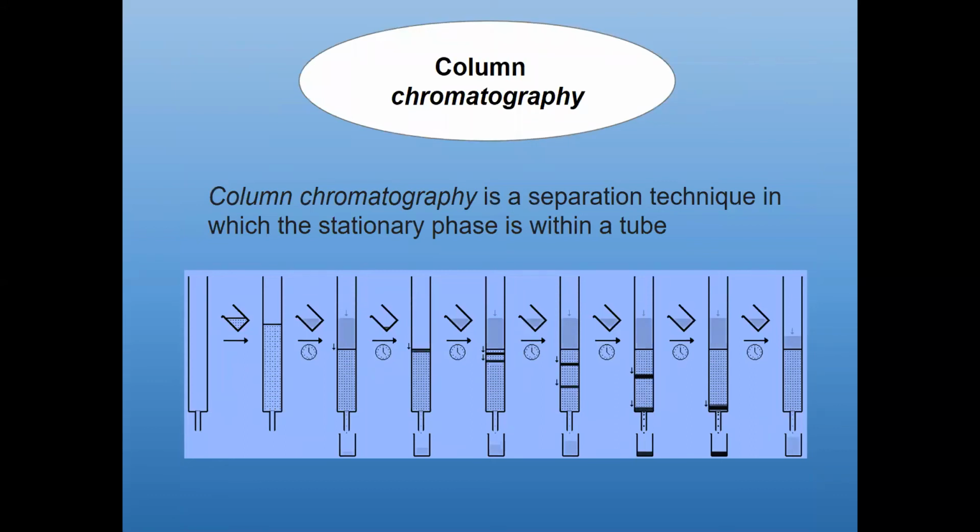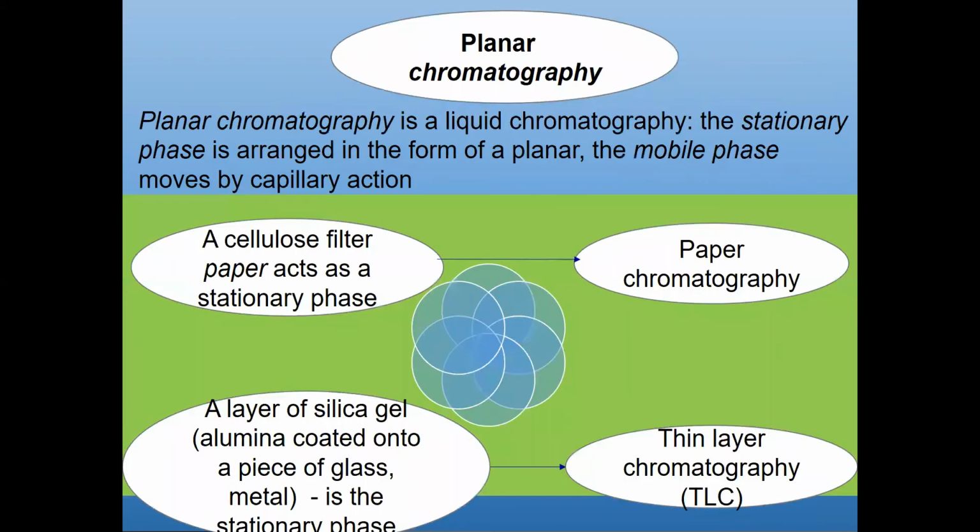Column chromatography is a separating technique in which the stationary phase is within a tube. Planar chromatography is a liquid chromatography in which the stationary phase is arranged in the form of a plane, and the mobile phase moves by capillary action. A cellulose filter paper acting as a stationary phase is paper chromatography. A layer of silica gel or alumina as a stationary phase is thin layer chromatography.